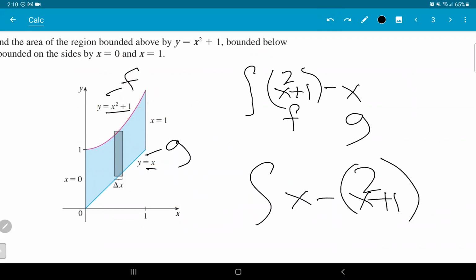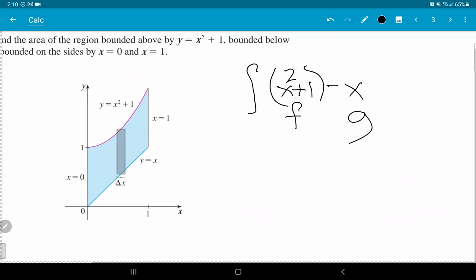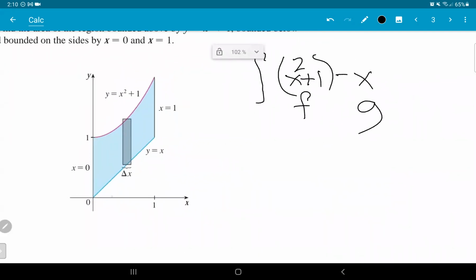Now, of course, you have to put in the proper limits. We are only considering the region from 0 to 1, so those will be your upper and lower limits, also from 0 to 1 of this integral.